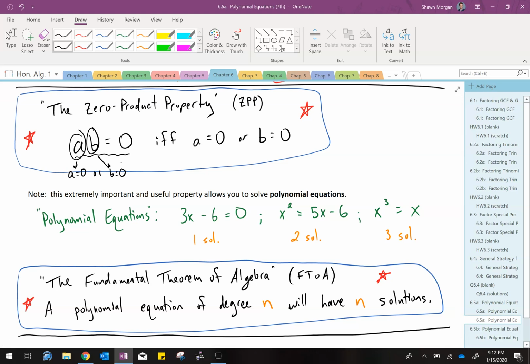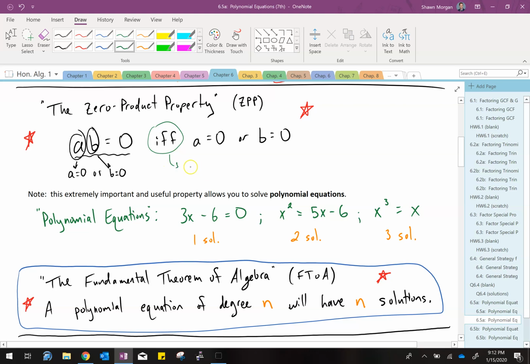Now this notion of the IFF, that stands for if and only if. And what that means is that it's a two-way street. So this property works 2 ways. The way I've read it initially is that we could move from left to right. We could say if I have a product set equal to 0, then I can conclude that each individual factor equals 0. But it also works the other way as well. This is zero product property.